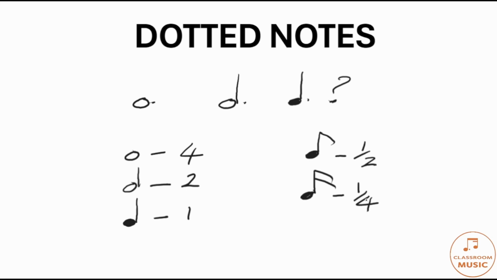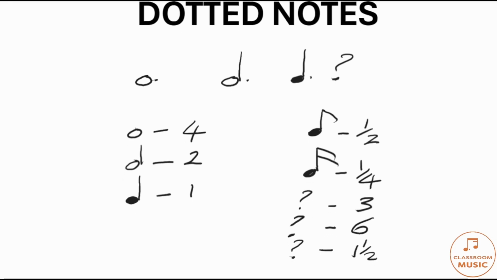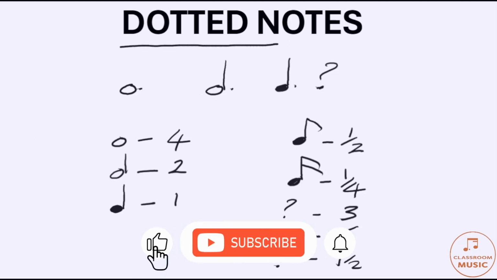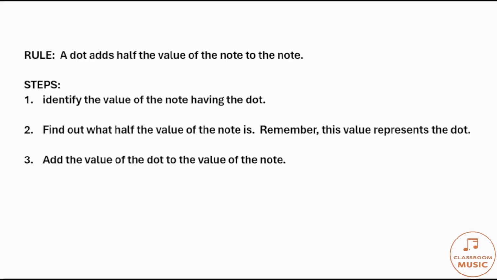But what if we need a note with 3 beats, or 6 beats, or 1.5 beats? What notes are we going to use? This is exactly what we are going to learn today. Dotted notes. A simple rule to remember is a dot adds half the value of the note to the note.